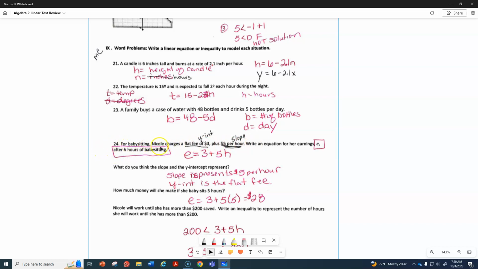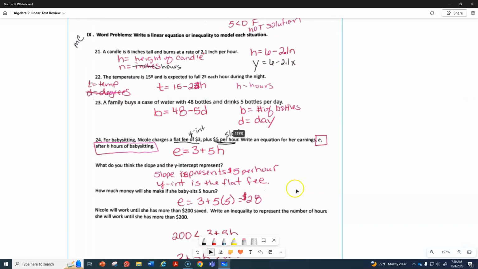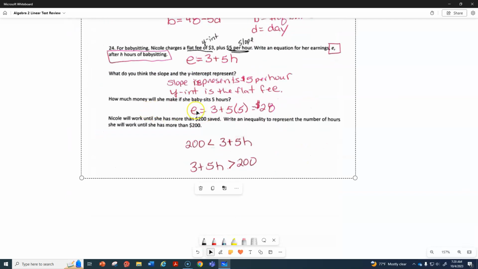For babysitting, Nicole charges a flat fee. There's your y-intercept. And then $5 per hour. The word per right there is your indication that that's the slope. Here they give you the variables E and H for hours, so be sure you use E and H. Again, on the test, this is multiple choice. And then if they ask you to use the equation, after you write it, you simply plug in the information and do plug and chug.